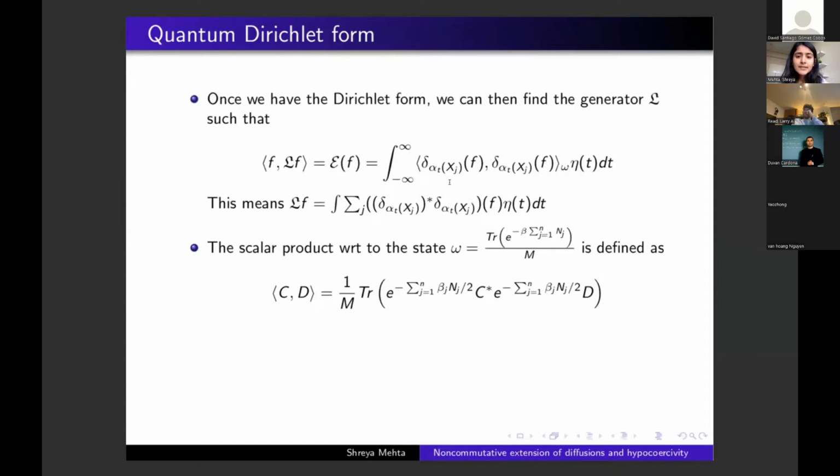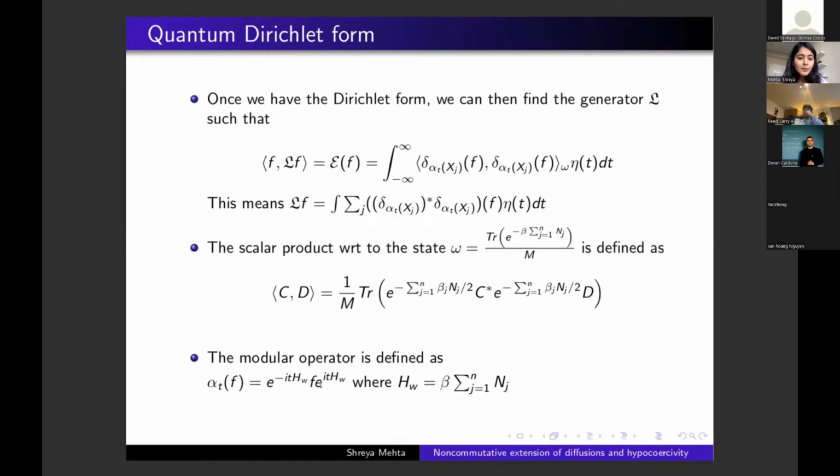So again, the scalar product here is with respect to the state that we defined earlier, and the scalar product is defined as 1 by m times the trace of this expression. And the modular operator is defined as e to the power minus itH_W f e to the power itH_W.